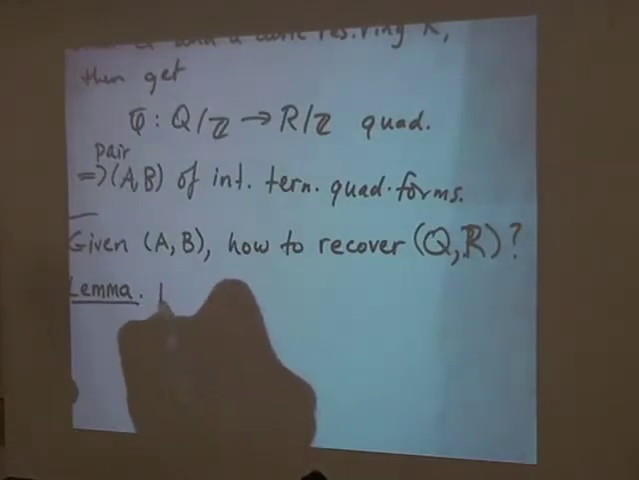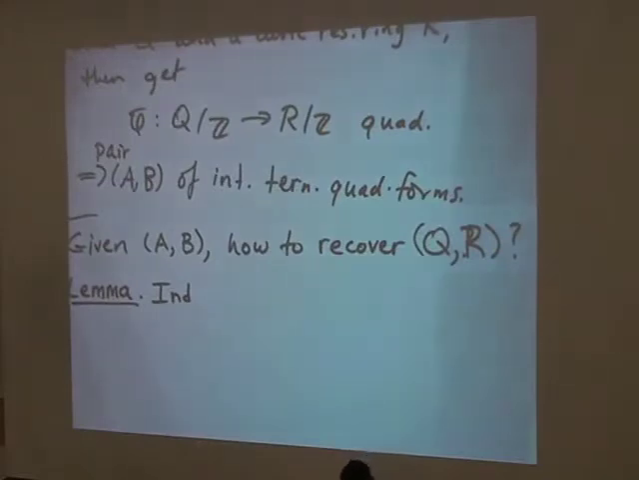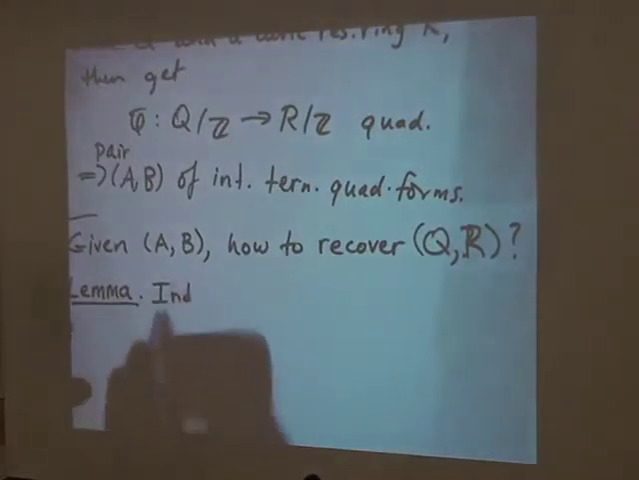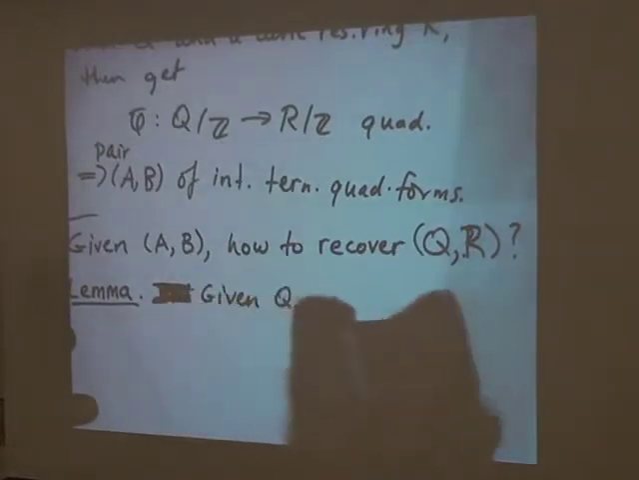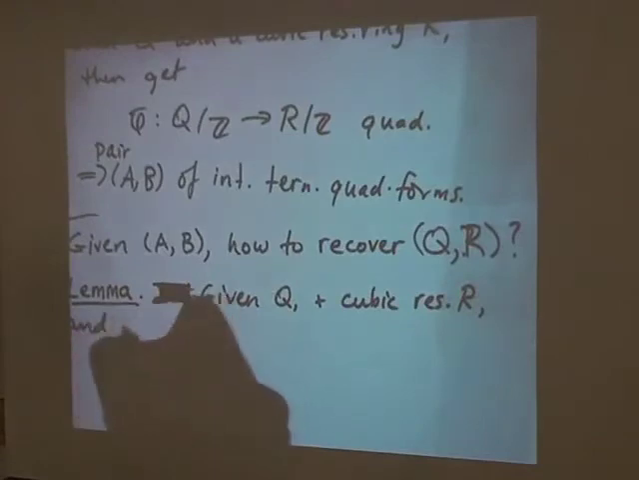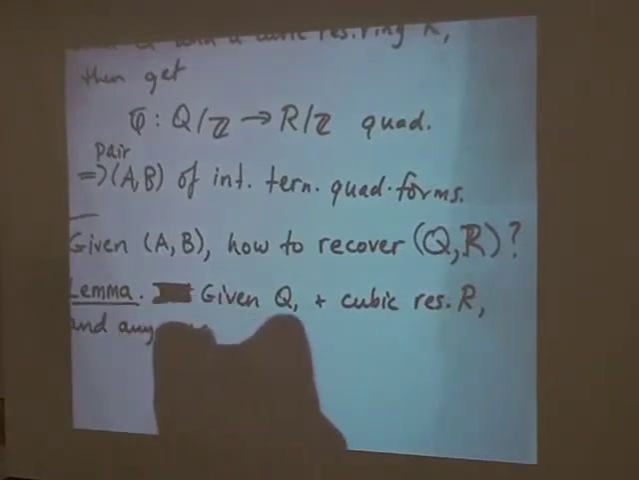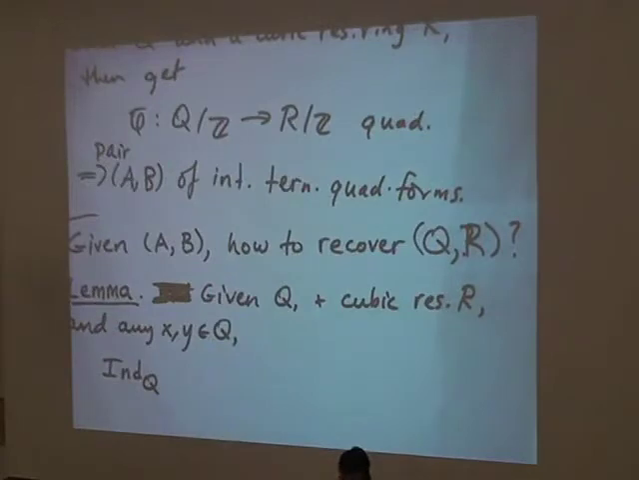So what is this property of phi? Here's a remarkable property. Maybe I should just write what I'm supposing. So given Q and cubic resolvent R, and any elements x, y in Q, we have the following identity, which says that if you take the index inside Q of the lattice spanned by 1, x, y, and x times y.